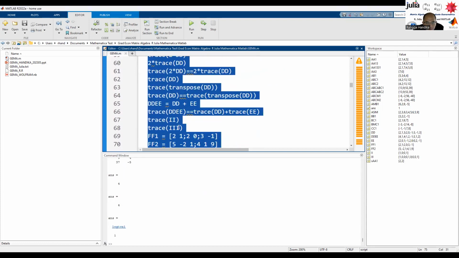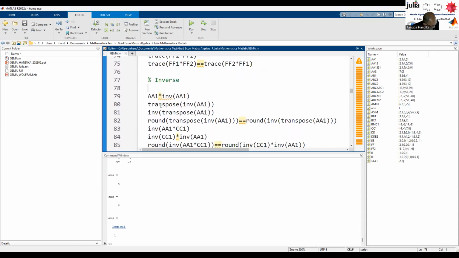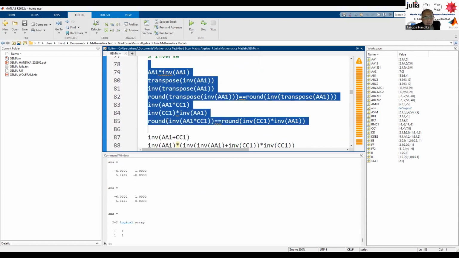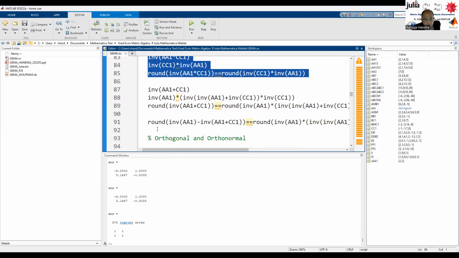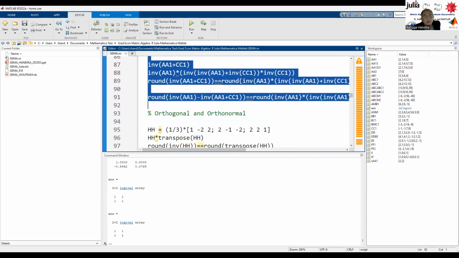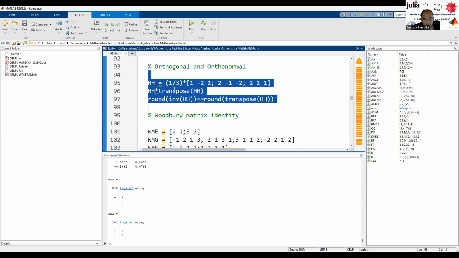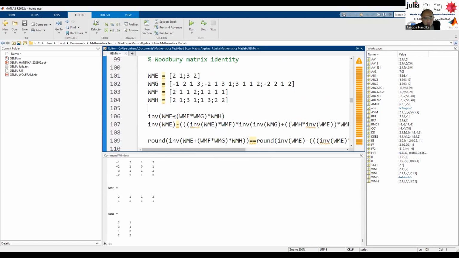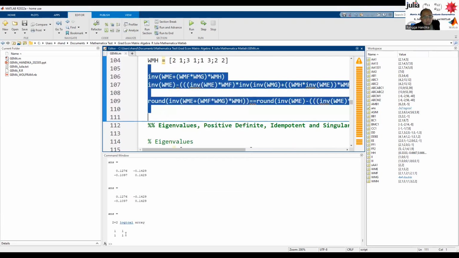So yeah, we can prove the property of inverse as well. Pay attention to the variations here. In principle, they are the same. So that's why the theory of matrix is important. We can prove orthogonal and orthonormal. And then the last is the Woodbury matrix identity. This is the long proof, but we get true, which is 1, 1, 1, 1.